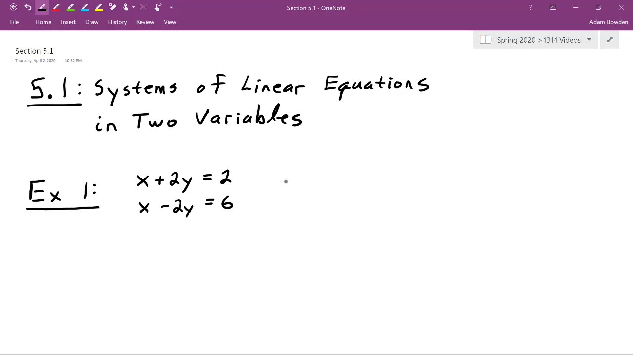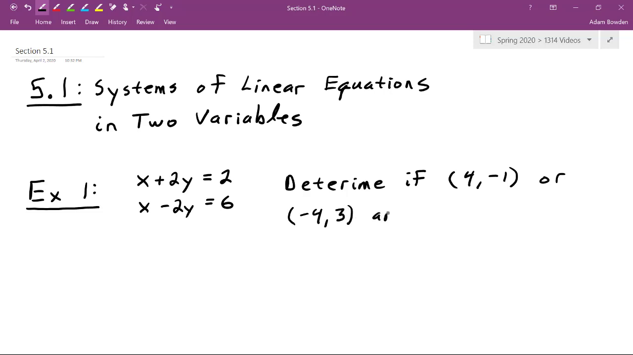When we solve a system of equations like this, we're trying to solve for both unknowns, both x and y. First off, let's see what a solution actually looks like for a system. For instance, we might have 4 comma negative 1 and negative 4 comma 3. These are both numbers, for x and y. The first number stands for x, the second number stands for y.